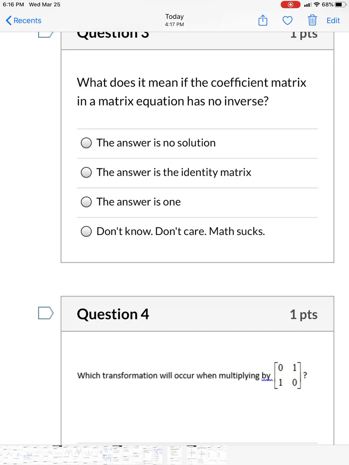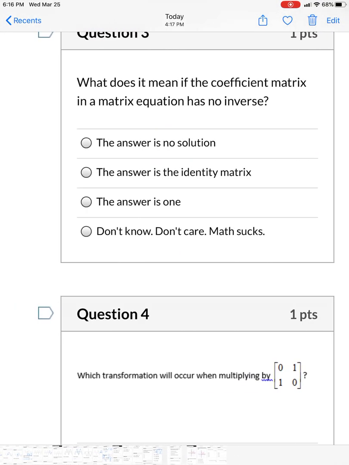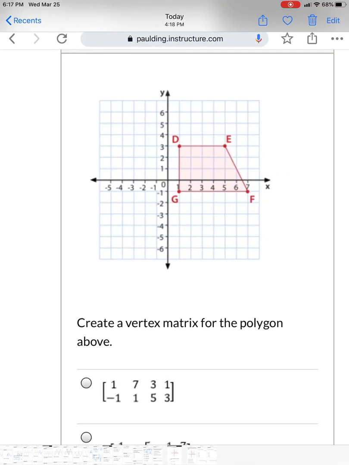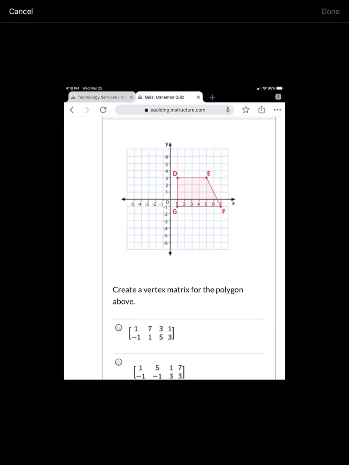Question 4. What transformation occurs when multiplying by that matrix? I know it's been a long time since you've seen matrices. You had notes on that. You had a handout on those transformation matrices. So I'll see if you can look that one up. That 0, 1, 1, 0. You should have the notes on that one. Very easy question. Okay, that was number 4. Number 5.